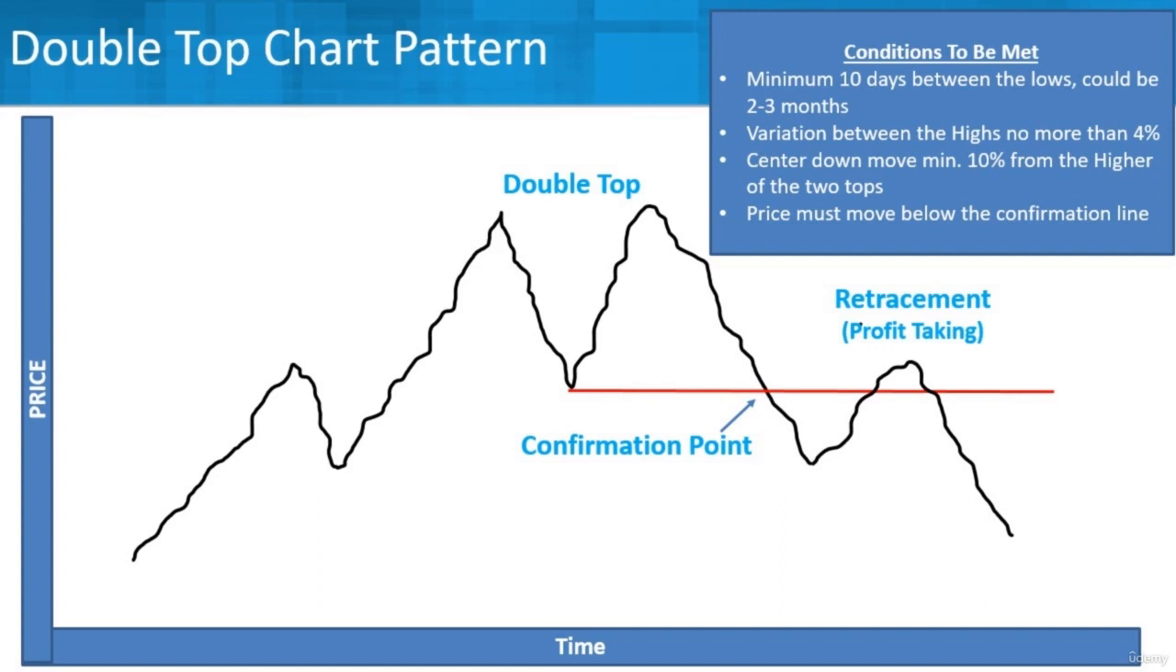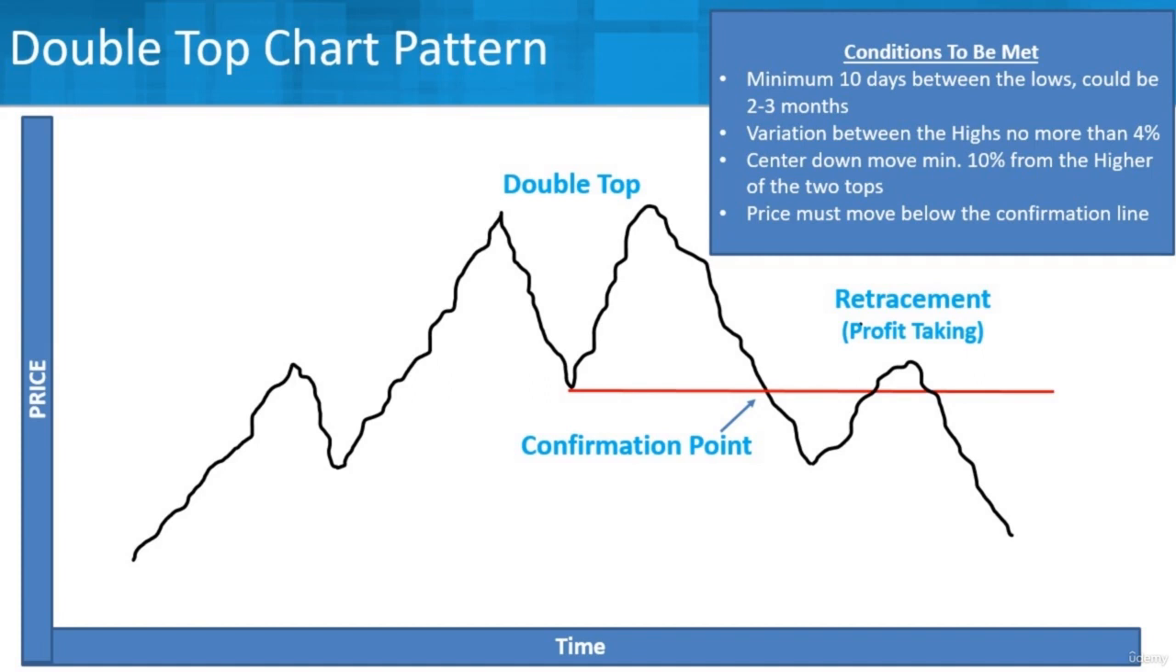So it really starts to look like that letter M. And the center move down, in this case, would be a minimum of 10% from the higher of the two tops. So think of whichever top was higher. They won't necessarily always be perfect, but they will be within 4% of each other. You want that middle part to be at least 10% down. Then it's going to rebound back up to form the second top and then come back down.